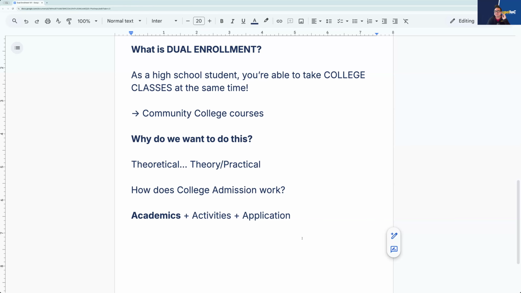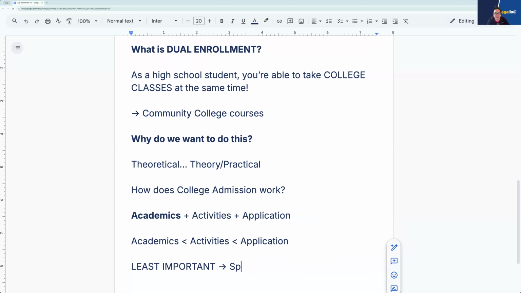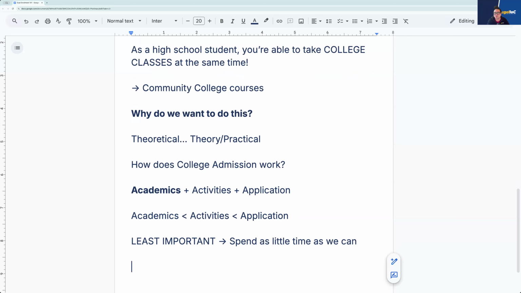So going back, academics is what we're going to focus on specifically today. Of the three areas, academics is probably the least important factor. Does that mean it's not important? No. It's the least important, meaning we want to spend as little time as we can in this area, so we can spend more time on the other areas. This is why you hear people talk a bunch about GPAs, grades and classes. They're focusing too much on the area that doesn't play the biggest role in this process.